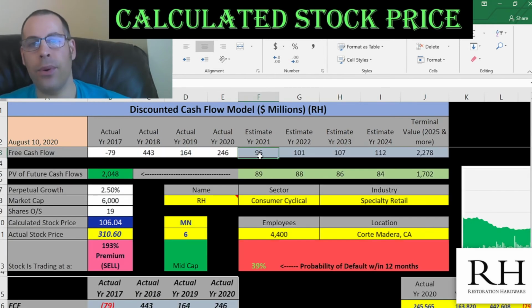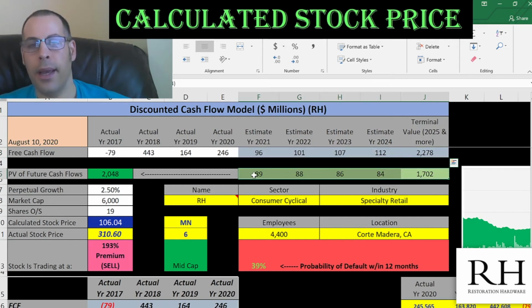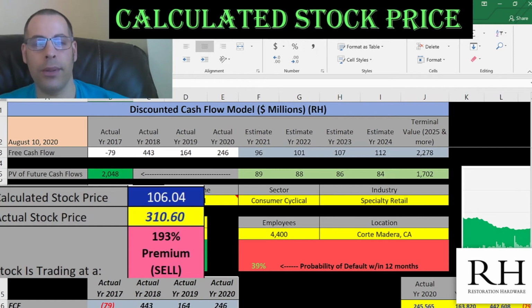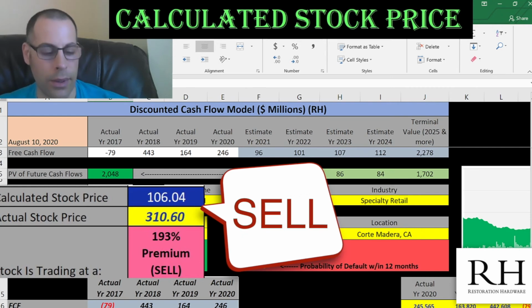We estimated 4 years of future free cash flows, that's up here in blue. We also estimated a terminal value, which is all cash flows past year 4, that's $2.3 billion. We had to present value these numbers back to today's dollar amount using the weighted average cost of capital, that's here in green, and we get a value of the company at $2 billion. We divide it by 19 million shares and we get an intrinsic stock price of 106. It's trading at 311, so it's trading at a significant premium, so it's a sell according to the model.